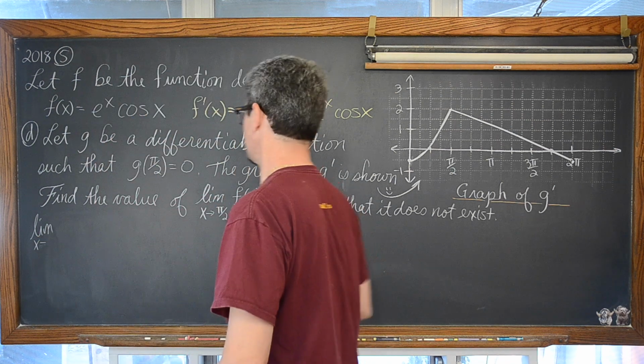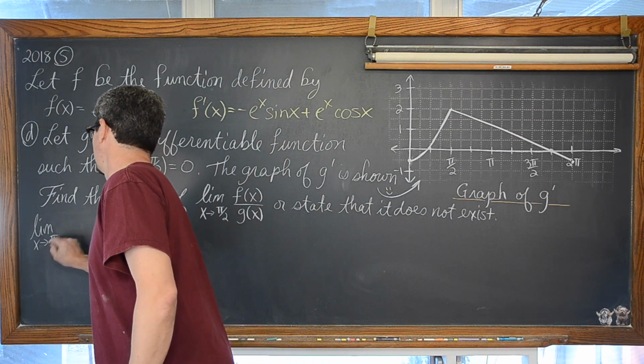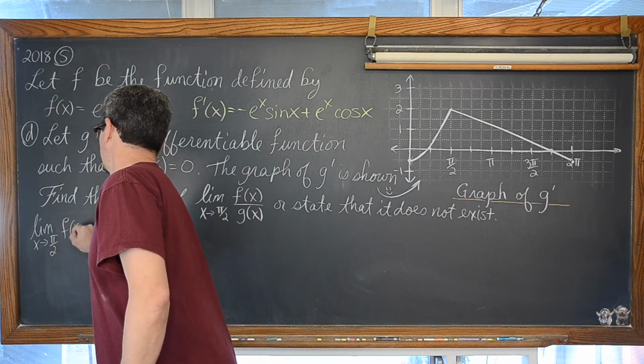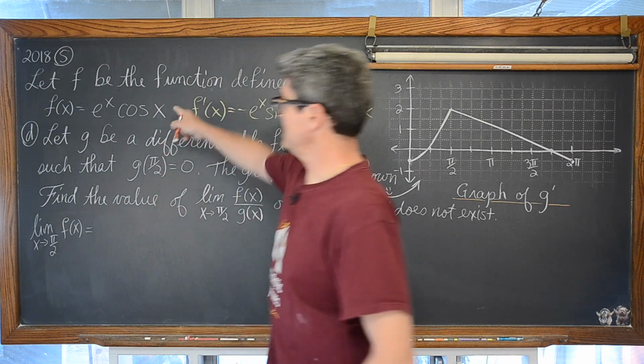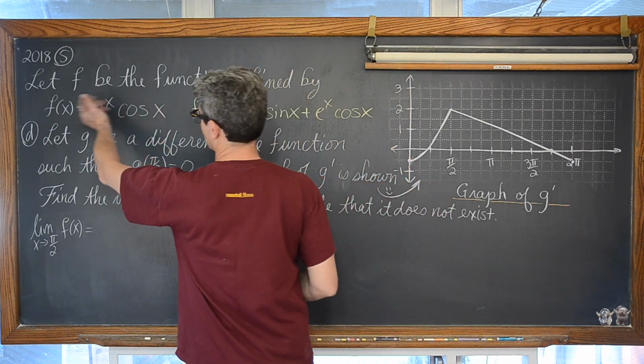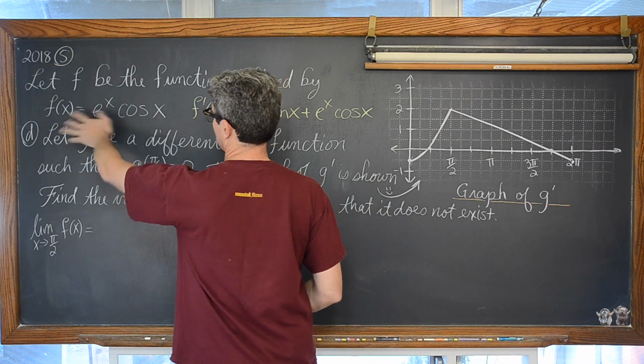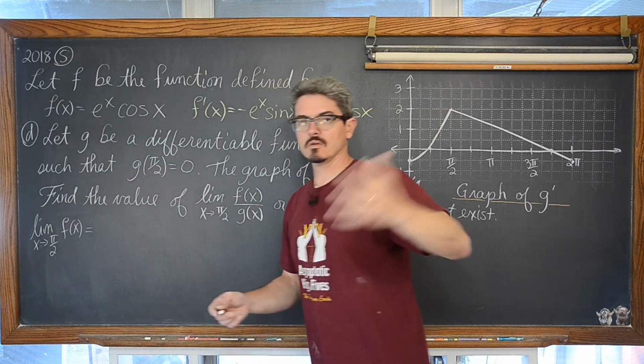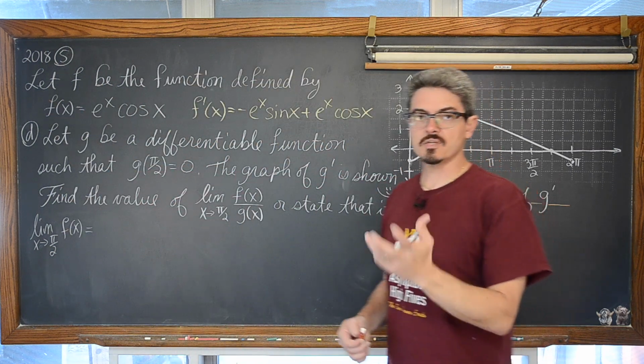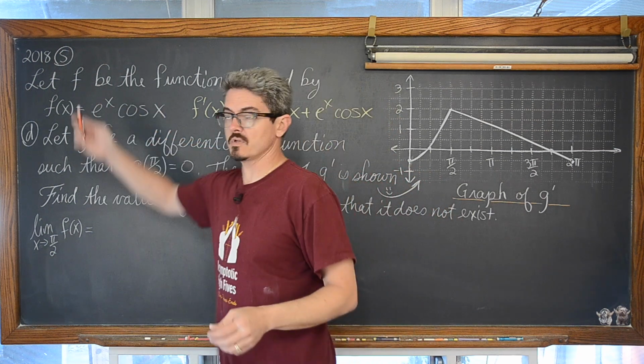As for the limit as x approaches pi over 2 of f of x, we can see what this is. This is, as previously discussed, an exponential function defined everywhere times cosine defined everywhere. The domain of this function is all real numbers. It's continuous everywhere because it's a product of two continuous functions.